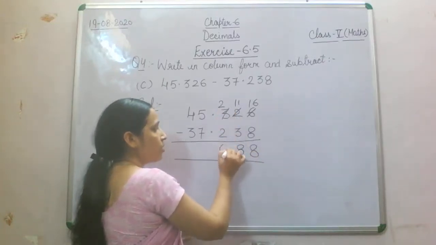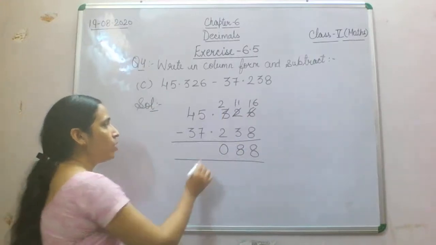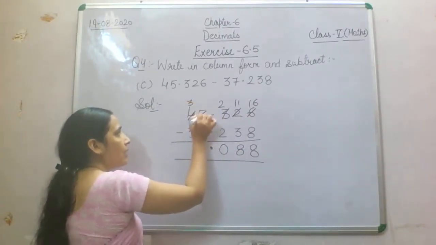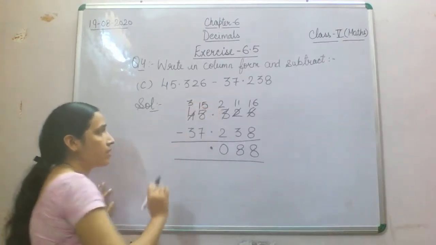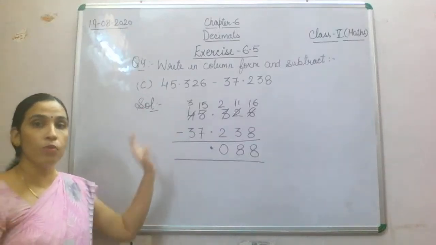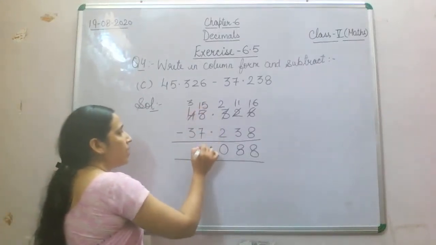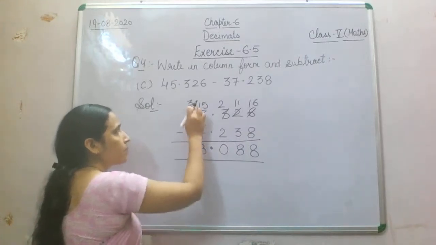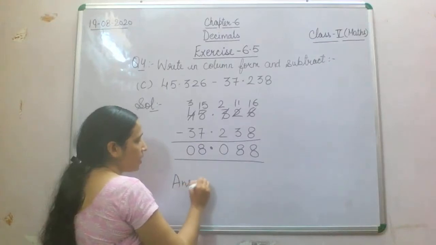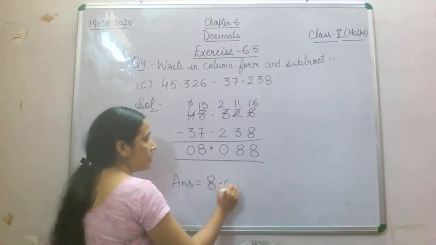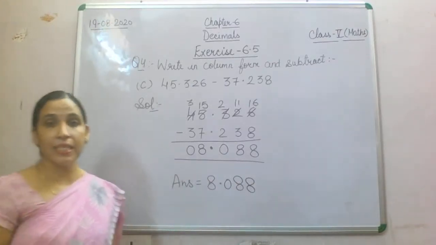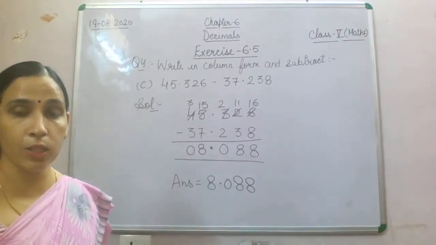2 minus 2, 0. Now the decimal has come, so we'll write the decimal here. This will become 3 and this will become 15. Why have we done this? Because out of 5 we cannot subtract 7, so 5 will borrow from the other one. 15 minus 7, you will get 8. 3 minus 3, you will get 0. So what is the answer of this question? 8.088.